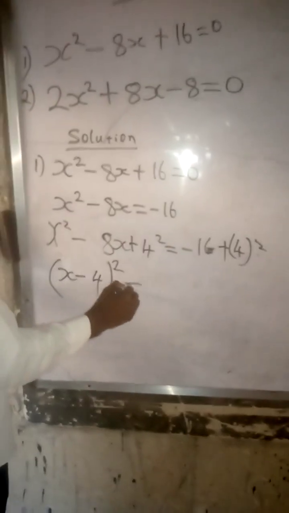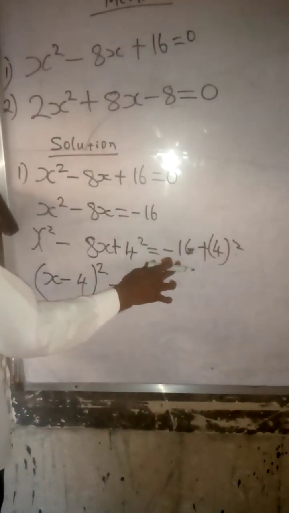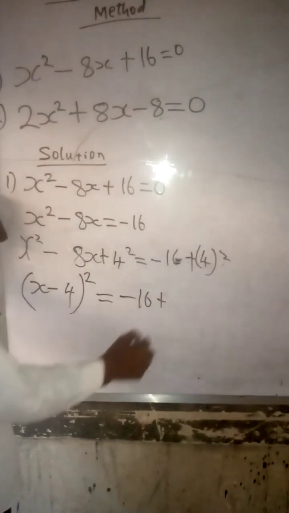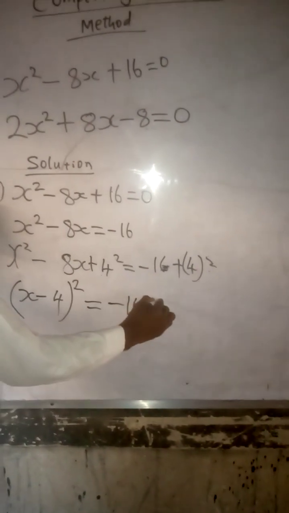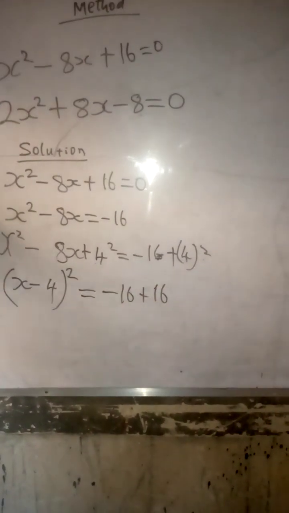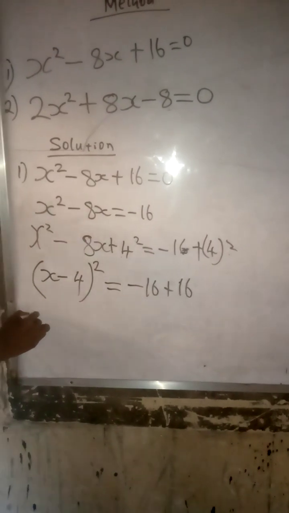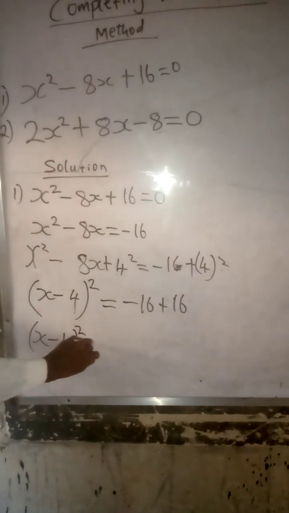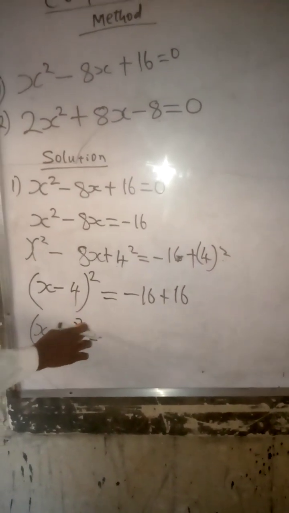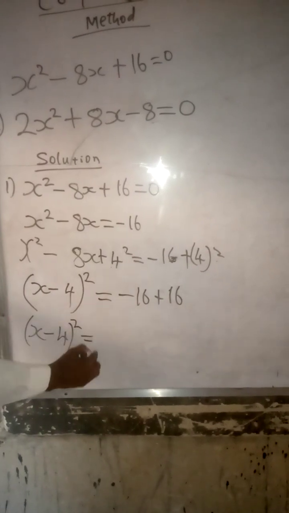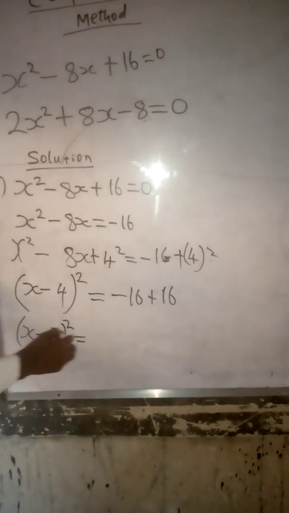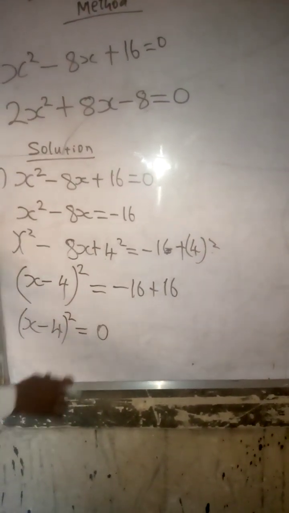So this is equals to minus 16 plus 4 squared, which is equals to 16. So we're having (x minus 4) squared is equals to minus 16 plus 16, which is equals to 0.